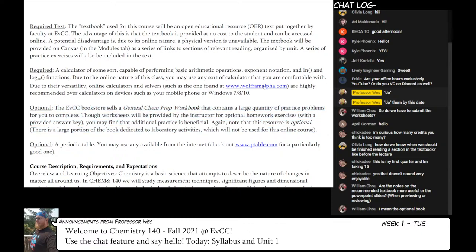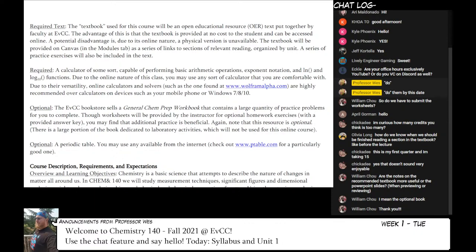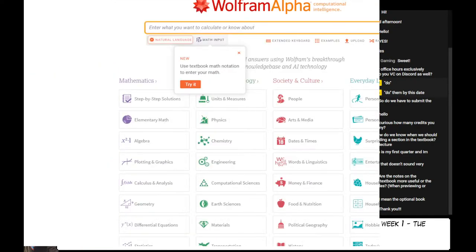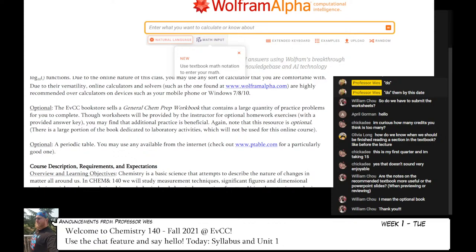If you need a calculator, yes, I do want to open this webpage. If you have never used an online calculator, this is the one that I recommend. Trying to get it on the screen here. There we go. So this is Wolfram Alpha.